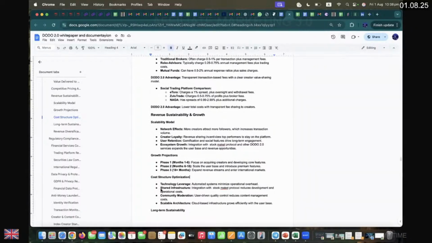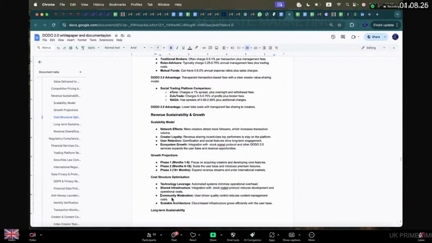Shared infrastructure: integration with stock market protocol reduces development and operational costs. If it is shared, both platforms are going to have reduced development and operational costs in terms of operations of two different platforms. There will be one unified platform, which will act and perform with a single cross-platform reward system, giving users an upper hand, and also us as a technology partner, as a company, to run and drive both these products in one place. Community moderation: user-driven quality control reduces content management costs.